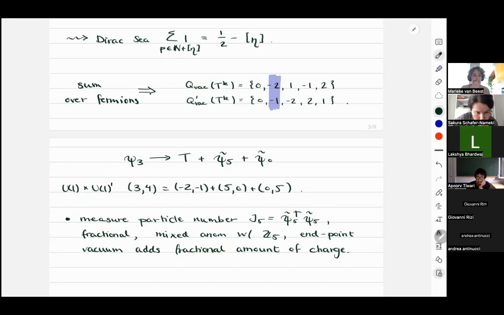If you take a third U1, for sure it will have either a pure anomaly or a mixed anomaly with at least one of the two U1s. Yes, I see. I believe so.